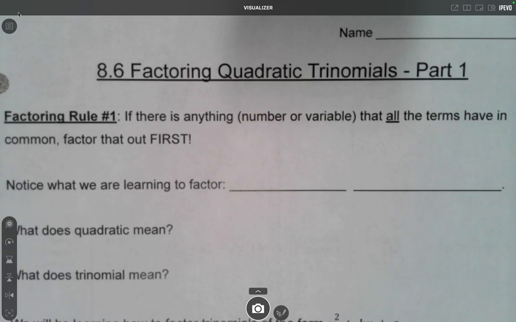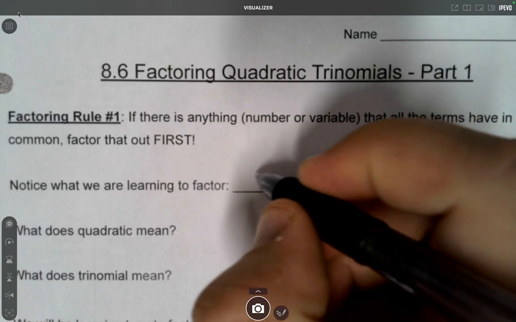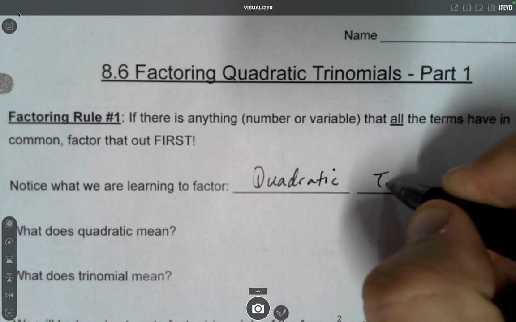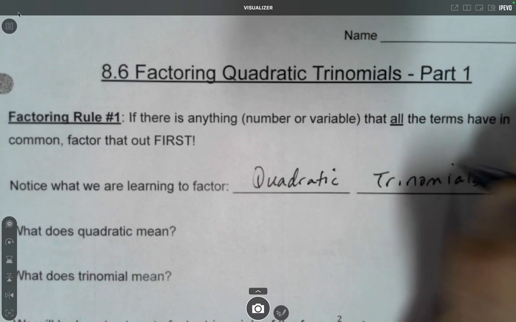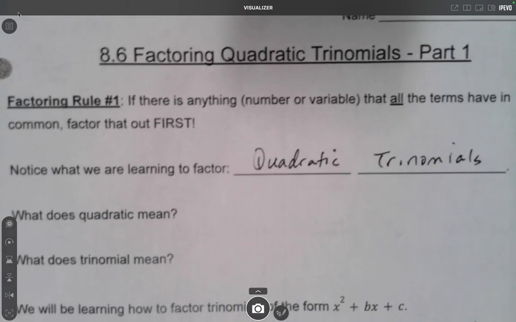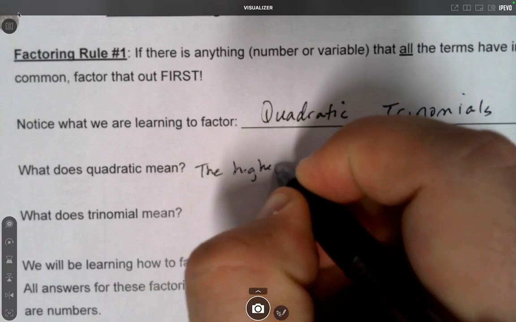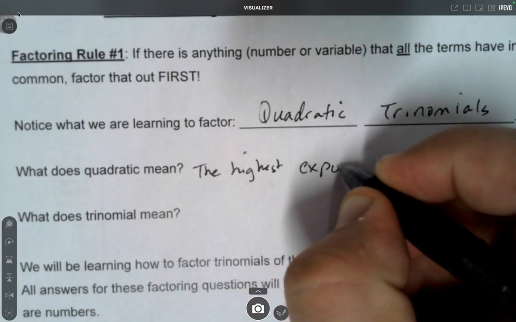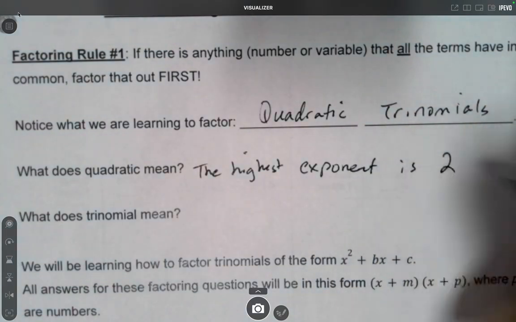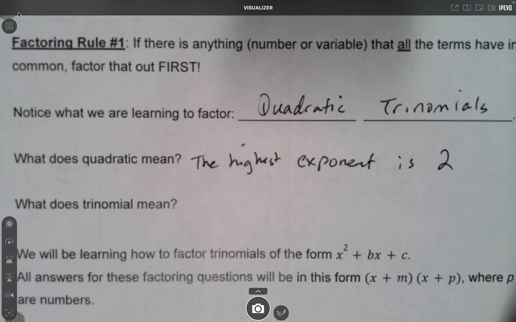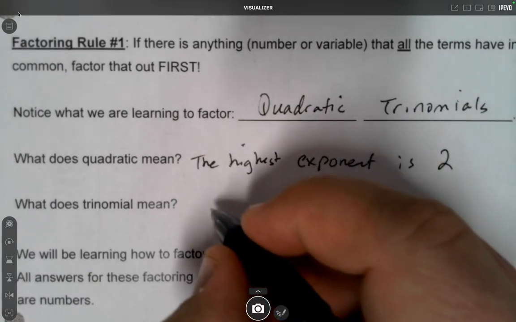Now, we are learning to factor, if you look right here at the title, quadratic trinomials. So let's start by understanding what we're factoring. What does quadratic mean? Quadratic means the highest exponent present in the expression is 2. The highest exponent is 2. What does trinomial mean? Tri, like tricycle, means 3. So trinomial means it has 3 terms.